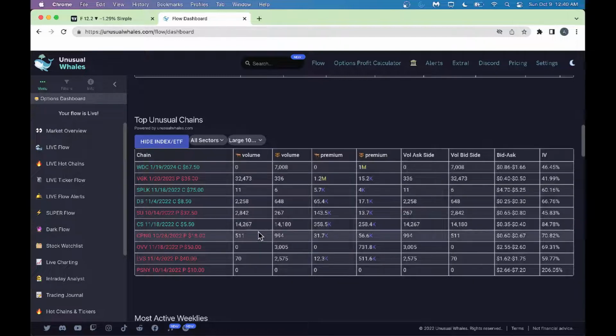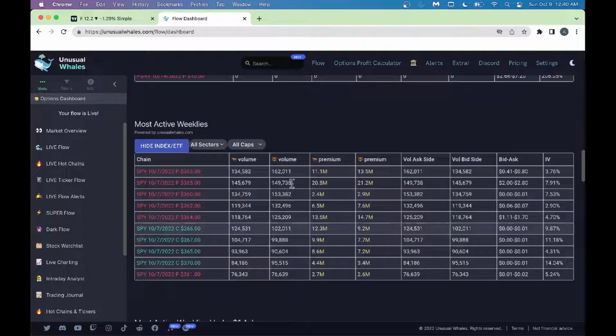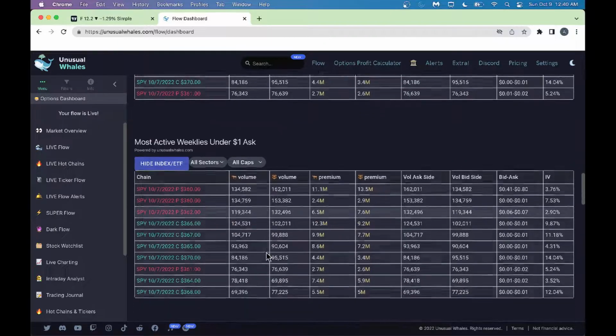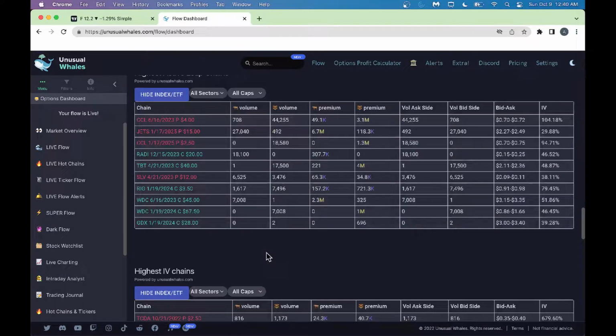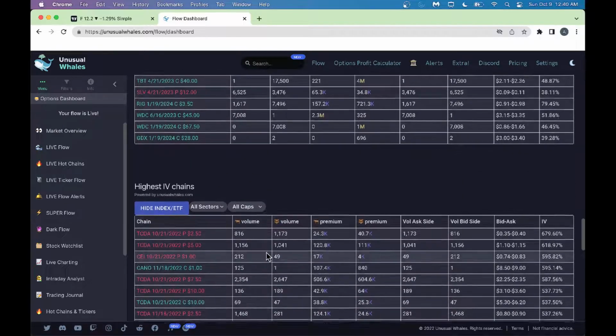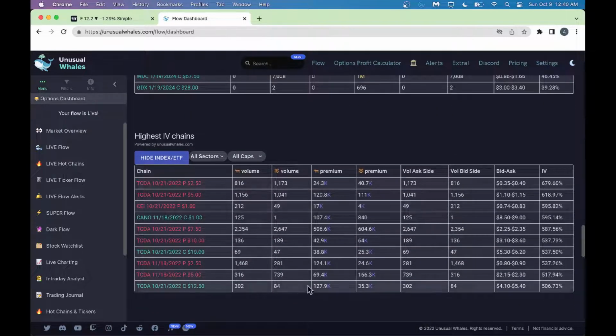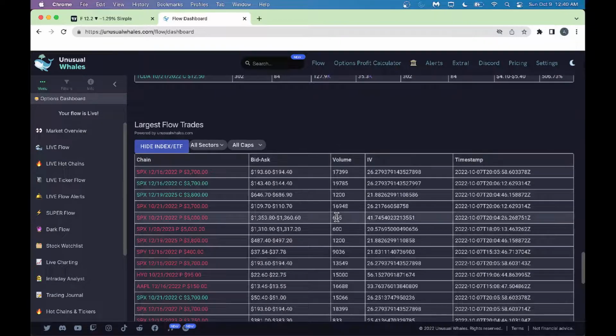All right, now you got most active weeklies and so on and so forth. You can look at this here, high IV chain for the put option sellers or the premium sellers. You could look at these high IV chains here and make some money off of these high IV chains. All right, so that's about it, we got a few more things.